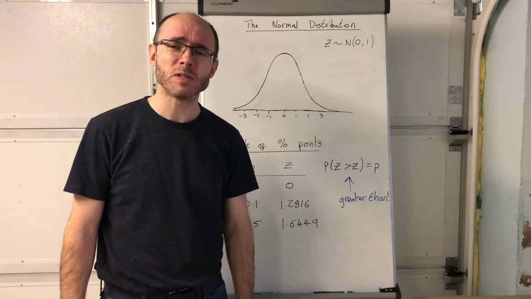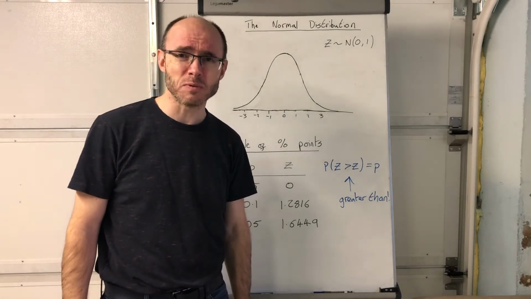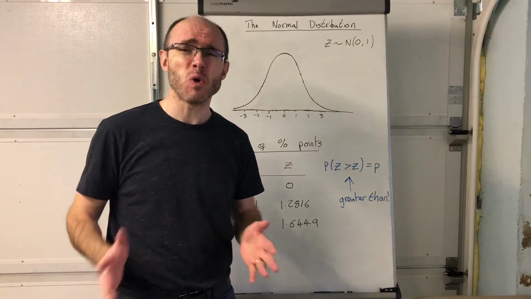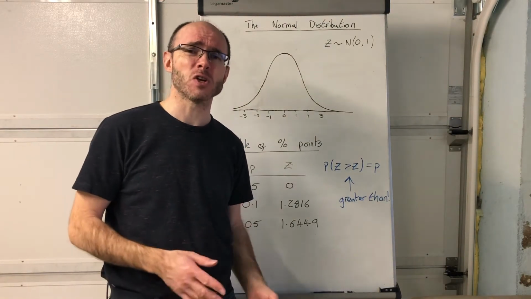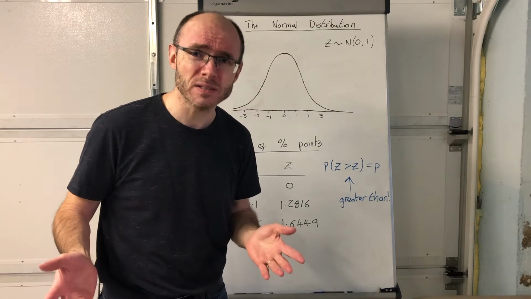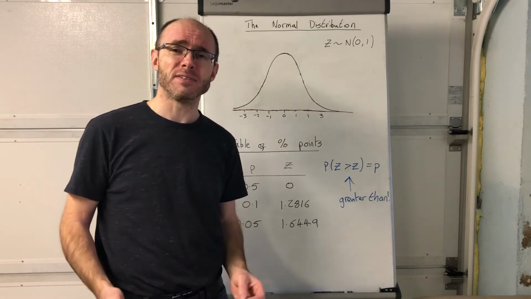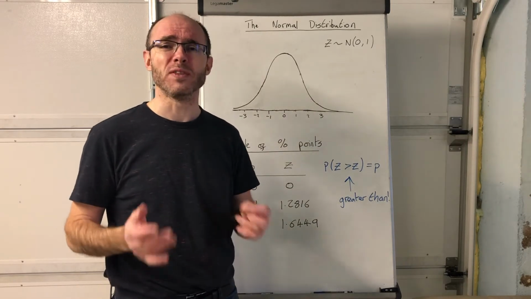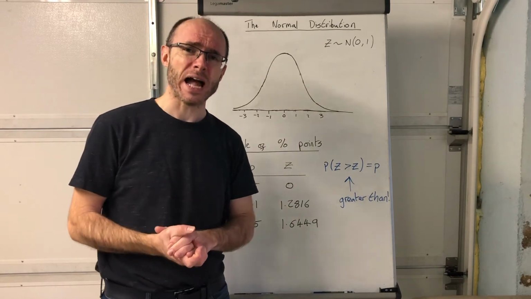And in this video I'll be talking through how to use the tables to work out a value of z when you're given a probability. That is, working the other way around. In my previous video I showed you how to work out a probability by considering the table, and this time, if you're given a probability, how to use the tables to work out what the initial value of z actually was.